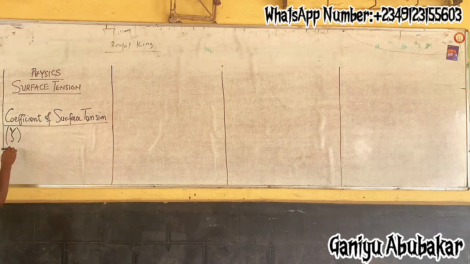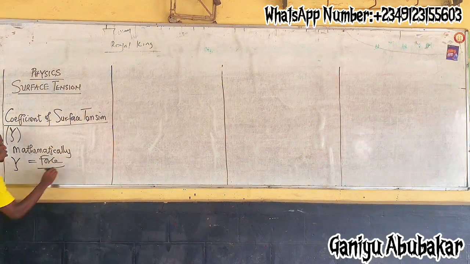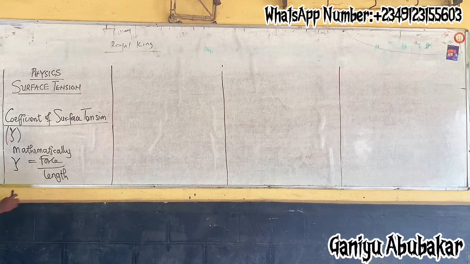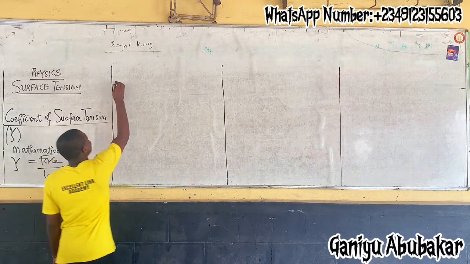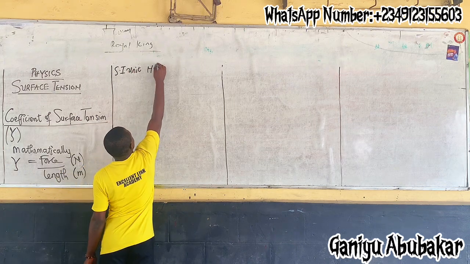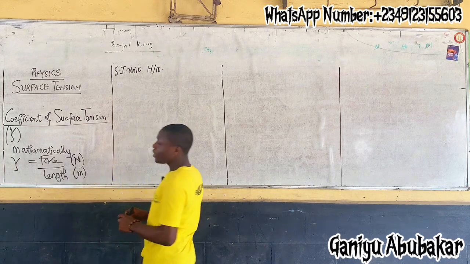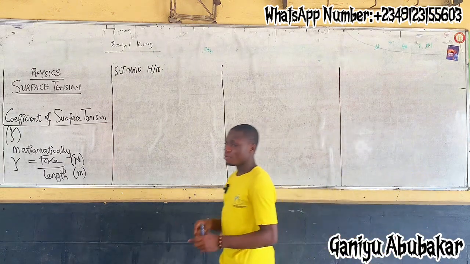So look up. Mathematically, I am saying that gamma, or surface tension, is the ratio of force over length. Force is measured in newtons, length in meters. So hence the SI unit for surface tension is newton per meter. Very important, please. Note that the SI unit for surface tension is newton per meter.